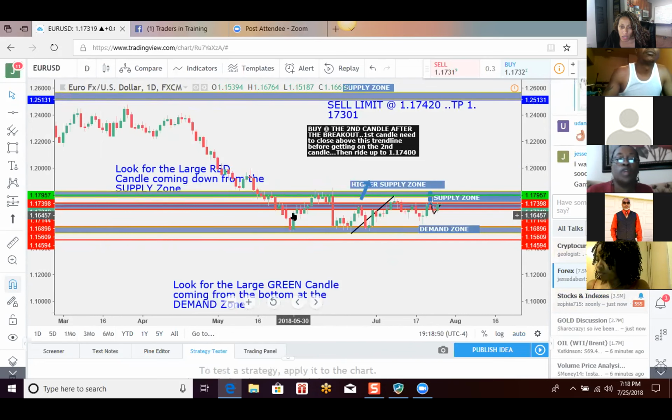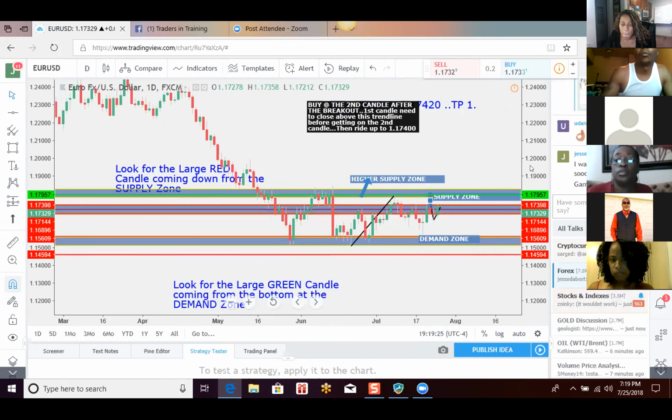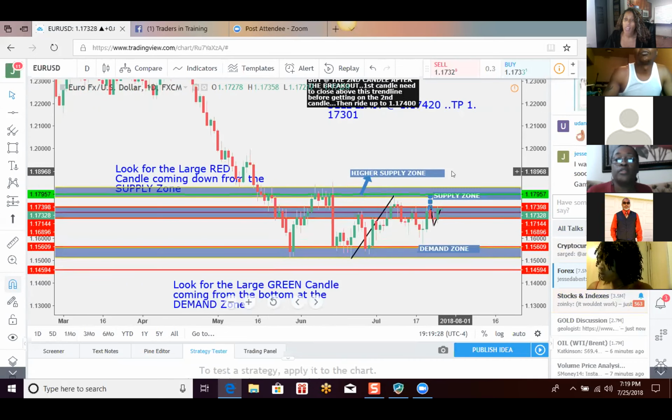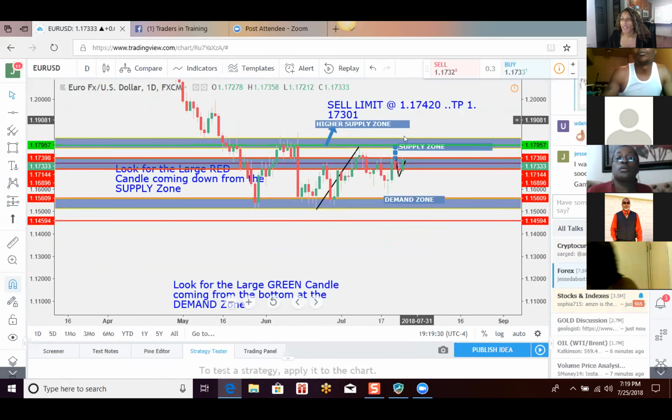Okay, let me write that down. So I didn't mark mine up like that then. I missed that one because even my supply zone doesn't cover the body of the previous candle. So Janice, you got to go back and fix that, okay?